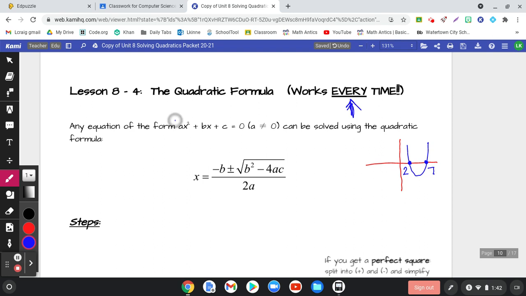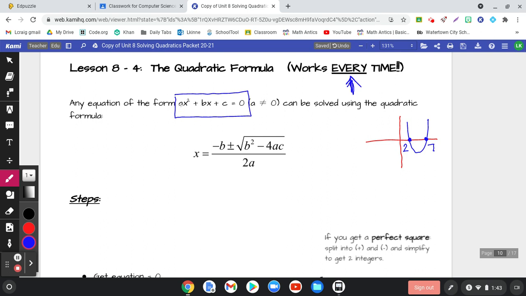So the first thing that you have to do is you need to get everything to one side. You have to set it equal to 0. All right? The number in front of your x squared is a, the number in front of your x is b, and then the constant, which is also your y-intercept, is your c.